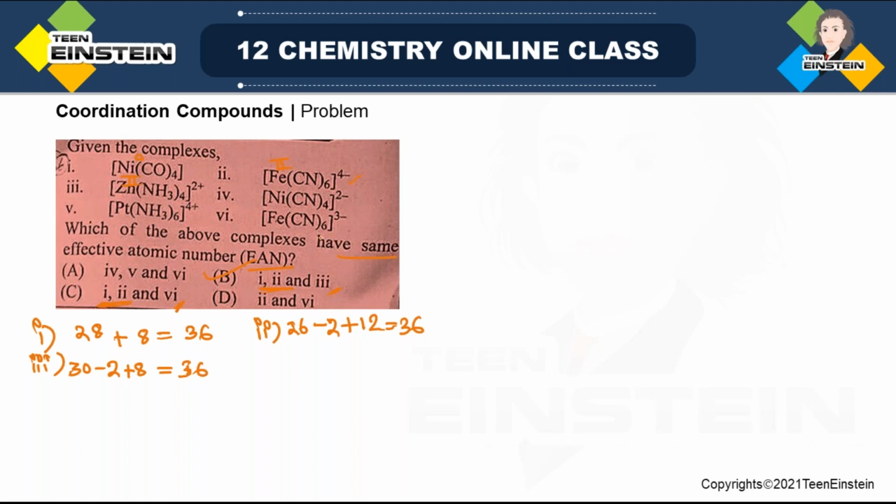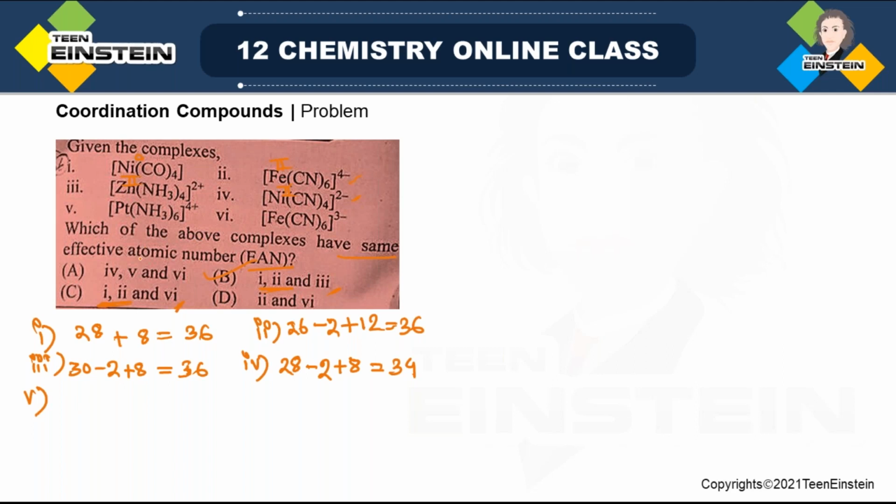And why is the other one not correct? Let's check. Nickel with 2 minus negative charge outside, 4 cyano ligands, so oxidation state is +2. Atomic number 28, then minus 2, then 4 into 2, 8. So it is 34. Please, you can also check whether I'm doing it correctly or not. 28 minus 2, 26, and plus 8, 34. Then we have Pt. Fine.